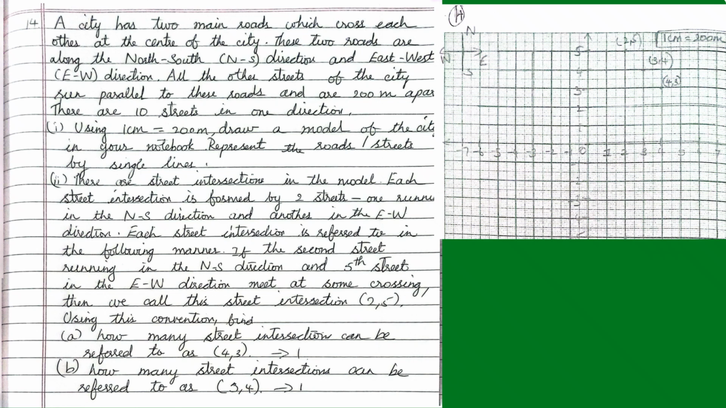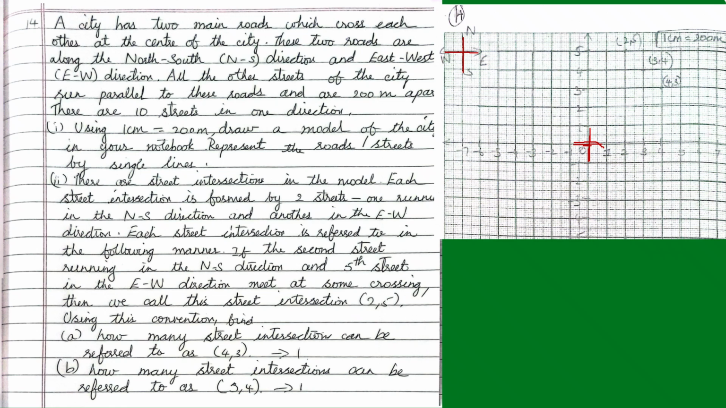A city has two main roads which cross each other at the center of the city. Let us assume the center of the city to be the origin. So, this is the center of the city. It has basically two main roads: one is this main road and the other is this main road. The first road is along the east-west direction, depicted in the graph from left to right, and the other main road is along the north-south direction, depicted top to bottom.